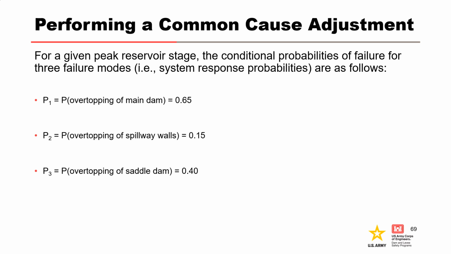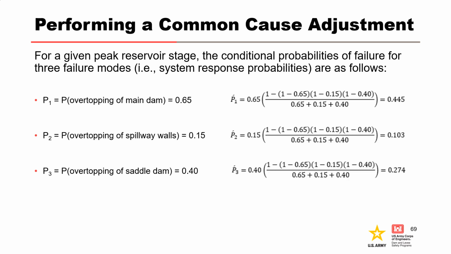Now let's take a look at how to perform a common cause adjustment at a given stage. We are given probabilities for 3 potential failure modes, P1, P2, and P3. For P1, which has a probability of 0.65, we are going to take that 0.65 probability and multiply it by the De Morgan's rule equation, which is equal to 1 minus the product of all the failure mode probability complements. Then we are going to divide by the sum of all the failure mode probabilities. This reduces the probability from 0.65 to 0.445. When you make an adjustment, the adjusted probability will always decrease. It will never increase.